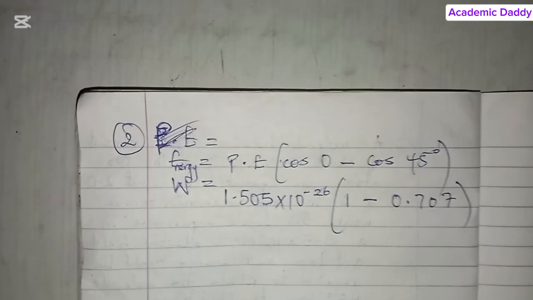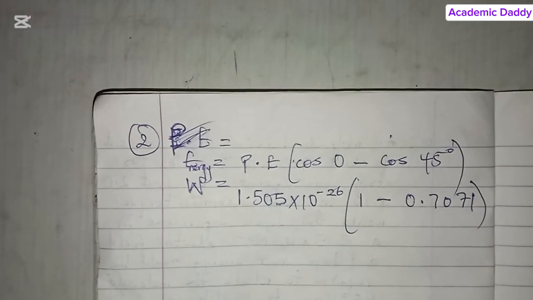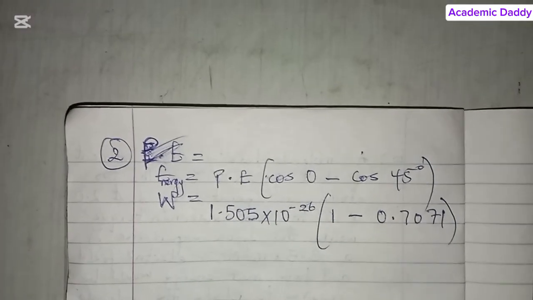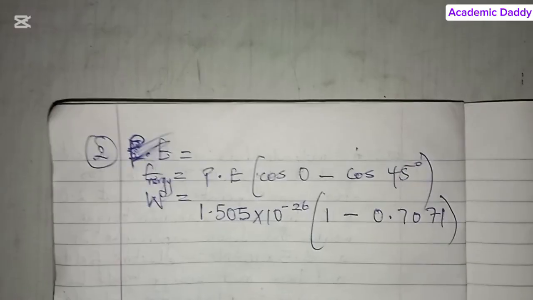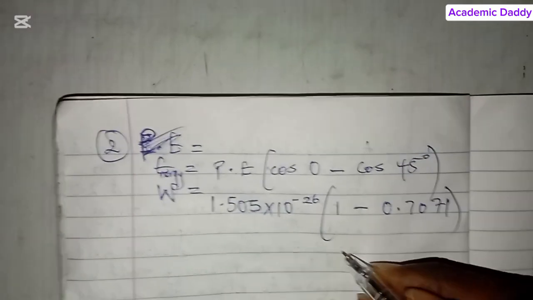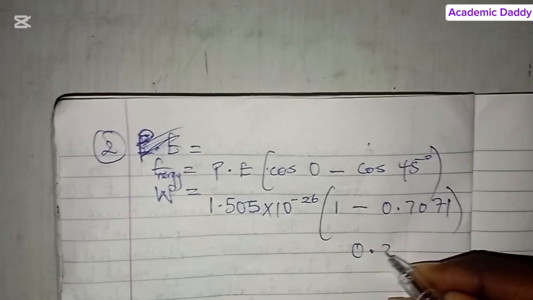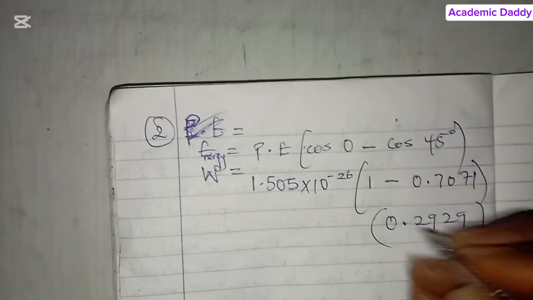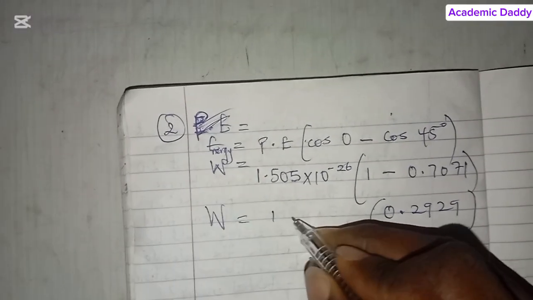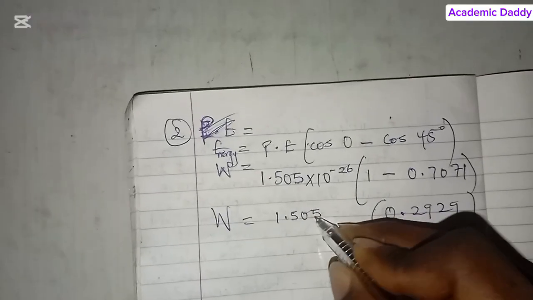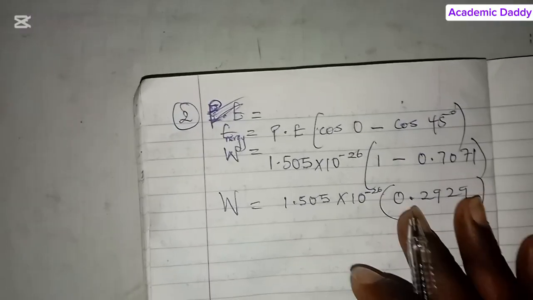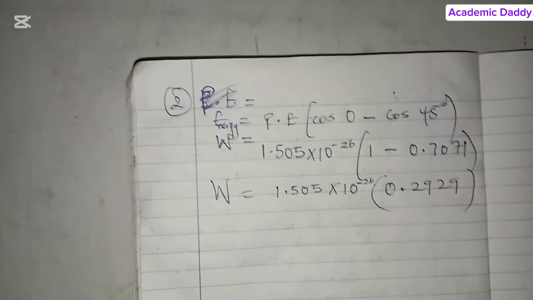So by the time I now do 1 minus 0.7071, you get 0.2929. Whenever they tell you energy, you know energy and work done are the same thing. I've proved it in my physics class, you can check my physics class on work and energy. So if I know this, I can now multiply.